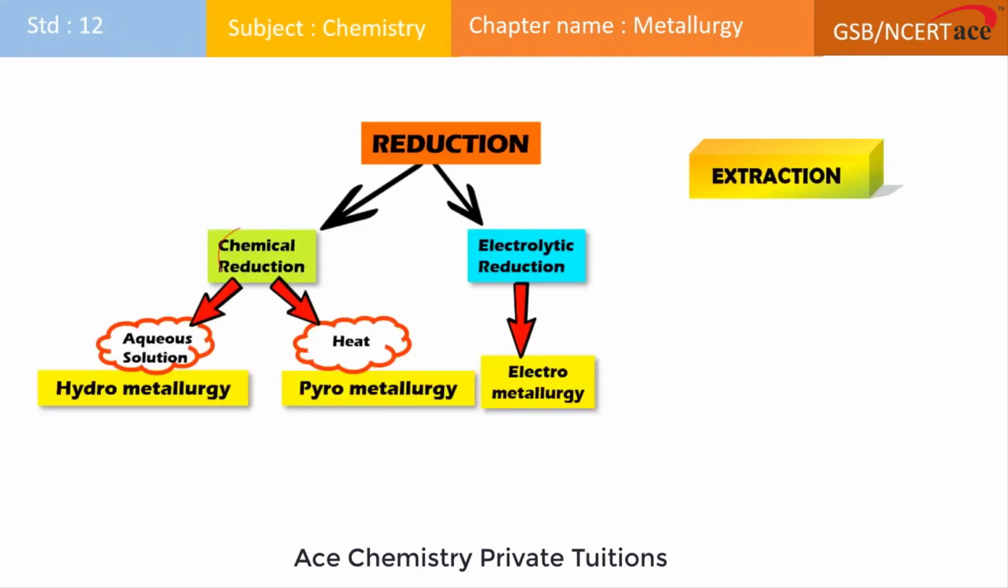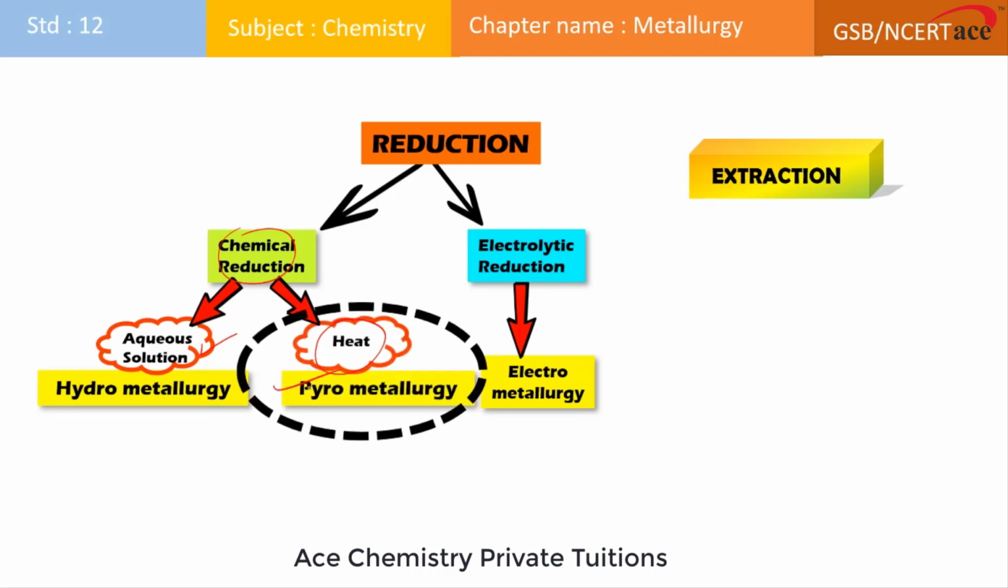So within chemical reduction, after learning hydrometallurgy, there is another method which involves heating of the metal oxide, and sometimes the metal oxide is heated along with some suitable reducing agent, depending upon the reactivity of the metal oxide. So this process is referred to as what?